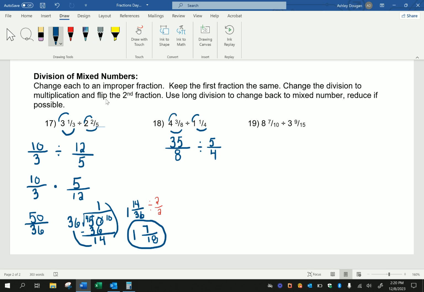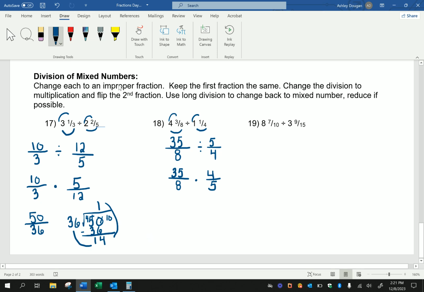Okay, since I'm dividing, and only when I divide, I do keep, flip, change. So keep the first one the same and flip the second one. And now we're going to be multiplying. When I multiply, I'm going to go straight across. 35 times 4, that's 140, and then 8 times 5 is 40.